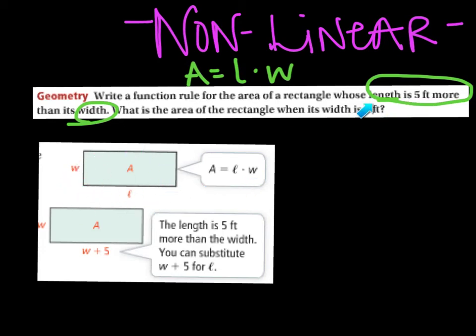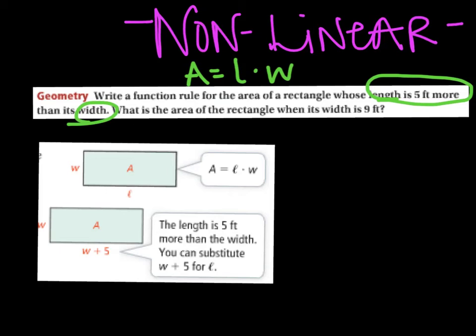So when we have a length that is 5 feet more, what we're going to do is write that in terms of the width so that we only have one variable. We can substitute in W plus 5 for L, because it's 5 more than the width, so we're just adding on 5 there. So our rectangle will look like this. We'll have W on the short side and then W plus 5 on the longer side.